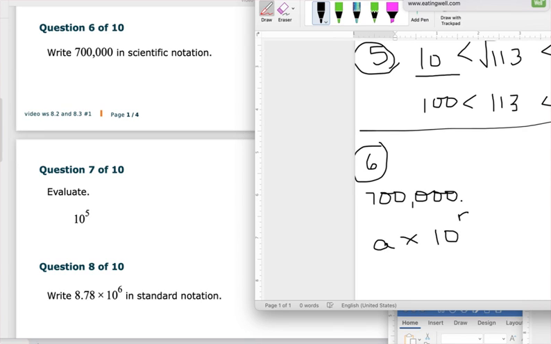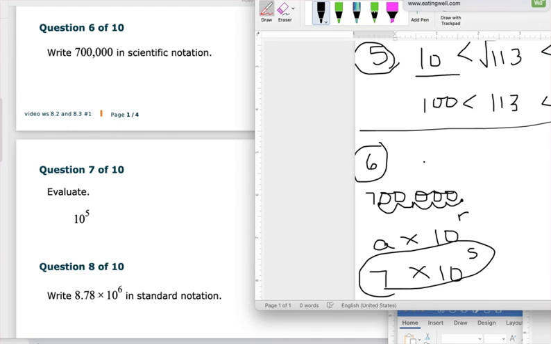Okay, now we know the decimal is right there. At the end of every number is the decimal. We don't usually show the decimal, but when we're going to scientific notation, we need to do that. So putting the decimal right there, when we're changing to scientific notation, we always want the decimal to be right after the first non-zero number, okay? So we moved this 1, 2, 3, 4, 5 spaces, so 10 to the 5th, times 7 is the scientific notation that will give us exactly 700,000.